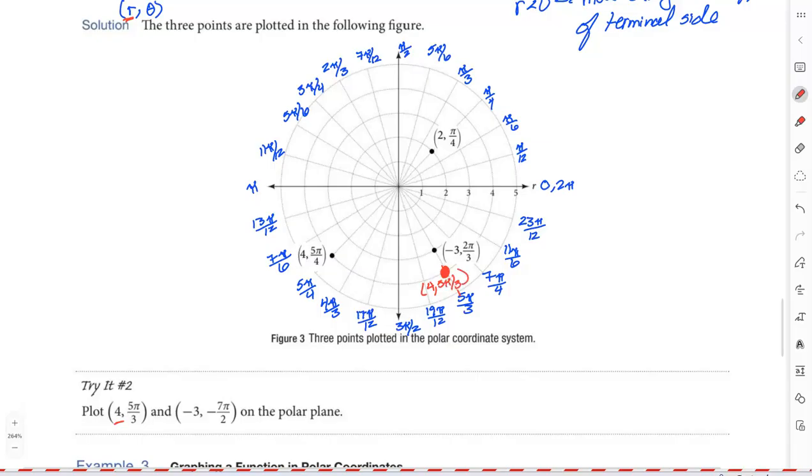And then that last one is asking us to plot -3 and -7 pi over 2. So notice that theta value is negative. That means we're going backwards around the circle instead of going the other way. So I'm starting with that positive x-axis. Now I'm going in this direction, which is clockwise.